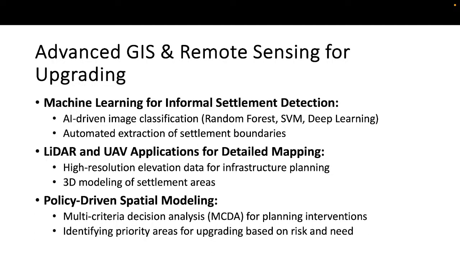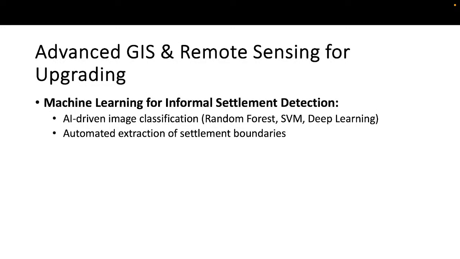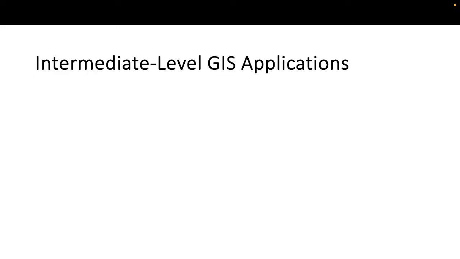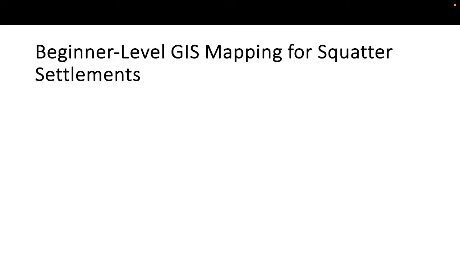And also policy-driven spatial modeling such as MCDA, mainly multi-criteria decision analysis, for planning interventions and identifying priority areas for upgrading based on risks and needs. So we also do this type of thing based on MCDA, and I will try to show an example of how we can work with that.